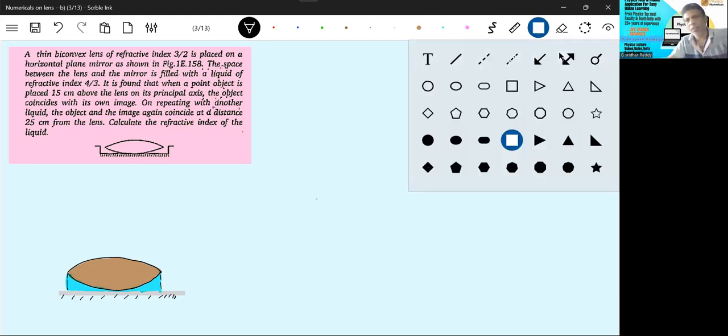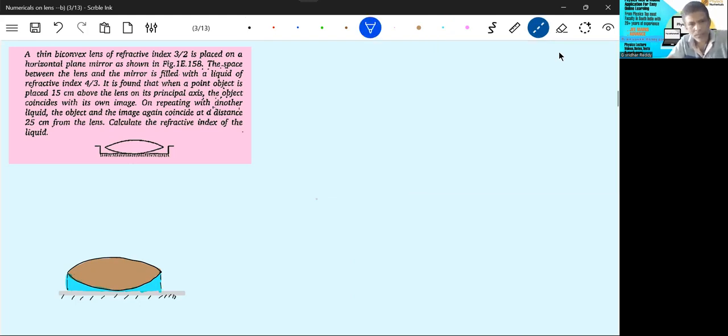Now we have kept an object so that the image will be formed there. Refractive index of this be mu1, mu2, that of the liquid be mu3. Radius of curvature, let it be R, we don't know. Equiconvex, biconvex is given, and this medium is air.